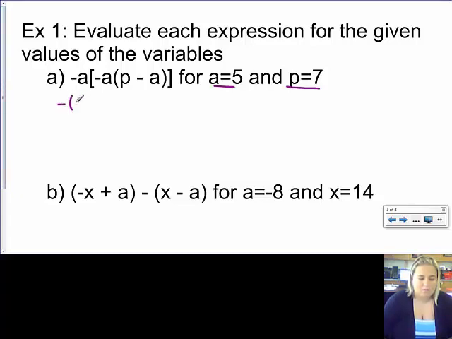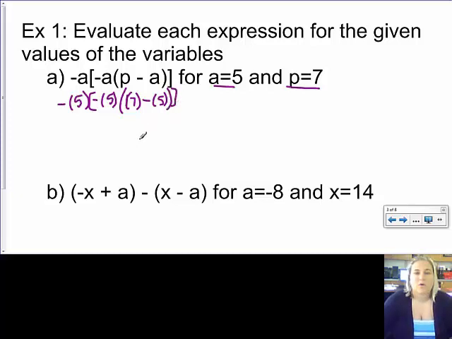Instead of A, I will put 5, bracket, negative. Instead of A, I will put 5. And then instead of P, I will put 7, minus, instead of A, I will put 5, and then I'm going to close all of it up.